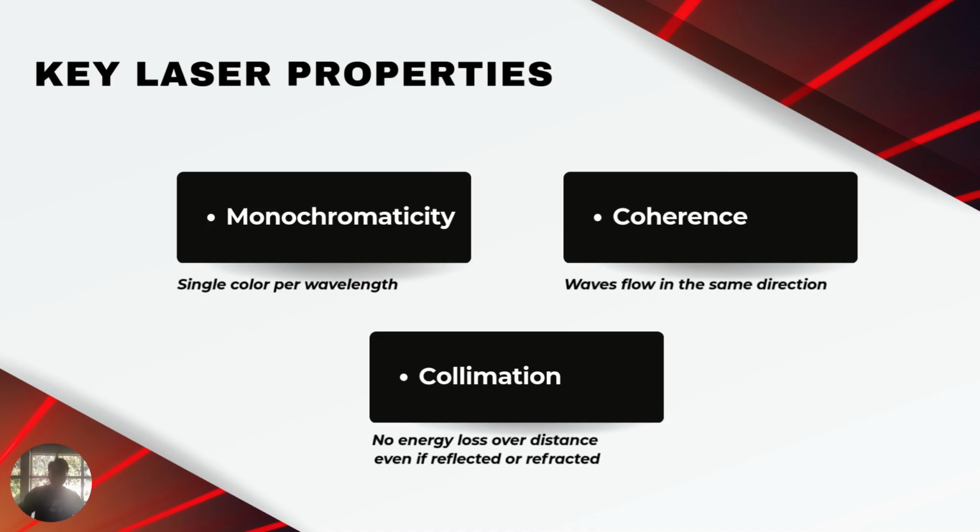These are the three main properties that set it apart. One is a single color per wavelength, called monochromatic, or monochromaticity, is the property. The next property of laser is when the waves flow in the same direction. So if they're going to the right, all right, left, all left. When you have these two waves flowing in the same direction, then you have an intense field of energy. When they clash, then it cancels the energy.